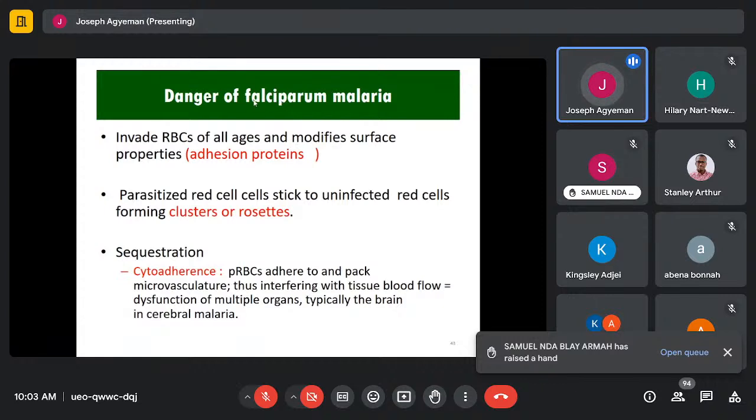So what happens is that P. falciparum, when it invades your red blood cells, has the virulence to modify the surface of the red cell membrane. And normally, when they go in there, the red cell membrane is able to express some proteins.